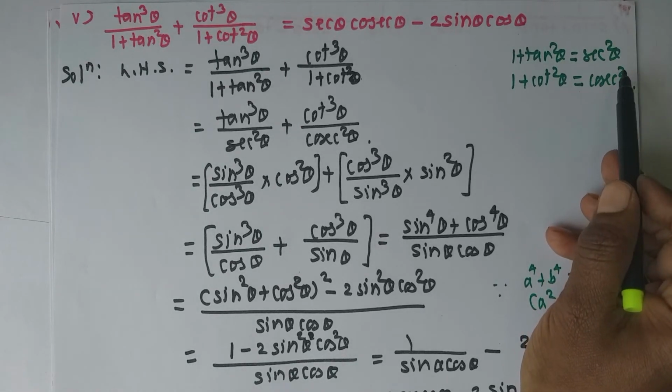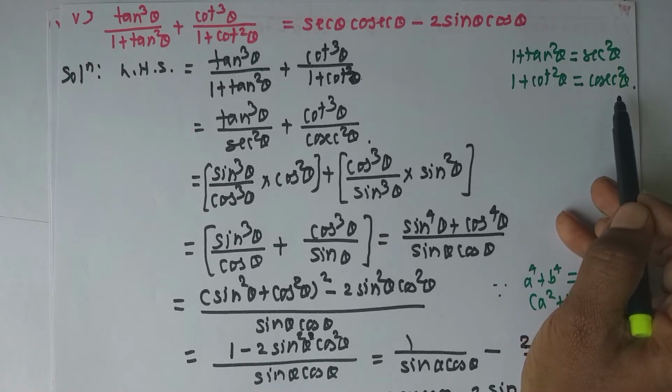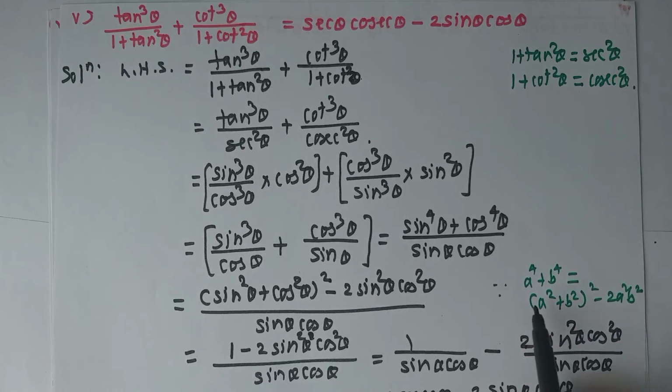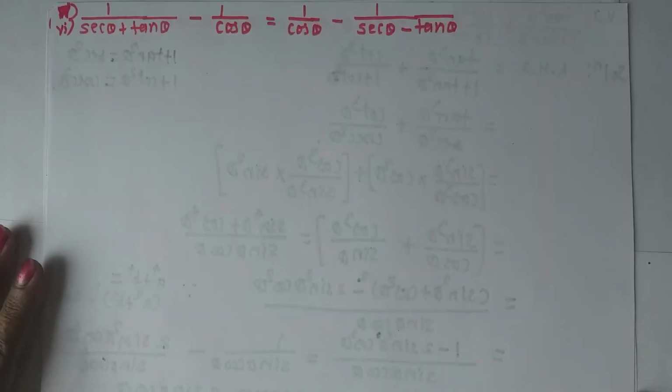Here we have used these two identities: 1 + tan²θ is equal to sec²θ, and 1 + cot²θ is equal to cosec²θ. And also we have used this formula which we have learned in our previous standard. Let's see the next problem.